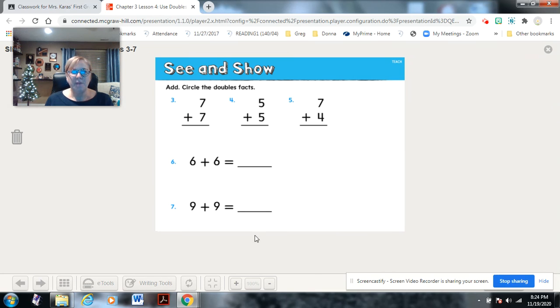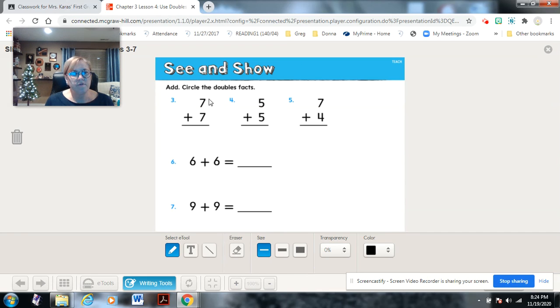All right. Okay. Now, these are addition facts, okay? They want you to add, and then they want you to circle the facts that are the doubles. So let's do number 3 together. 7 plus 7. Okay, so here's something else you can do. Remember how we've been counting on, well, is there a bigger number here or a greater number? No, but you can still do it, okay?